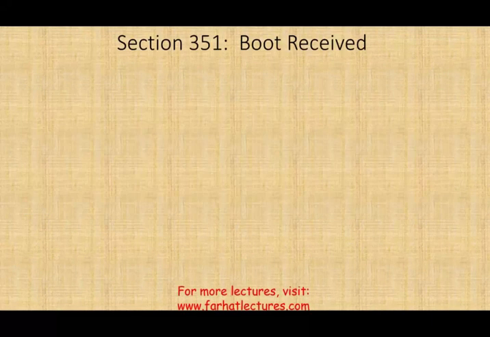Let's talk first about Section 351 boot received. Now, what are we talking about here? Well, we're talking about Section 351. What is Section 351? Well, Section 351 is this.